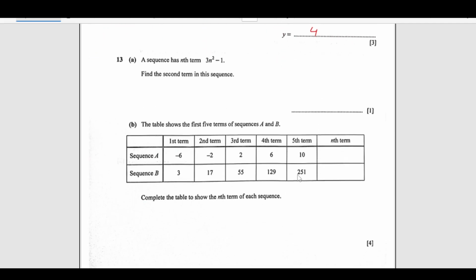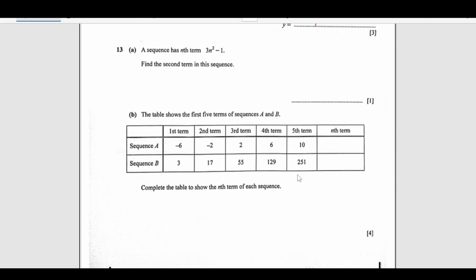Number 13, a sequence has nth term 3n squared minus 1. Find the second term in this sequence. So this is Tn, right, nth term 3n squared minus 1. To find the second term, n is supposed to be 2. Okay. So 3 times 4 minus 1, that is 12 minus 1, it is 11. So this is 11. The table shows the first 5 terms of the sequences A and B. Okay. Complete the table to show the nth term.